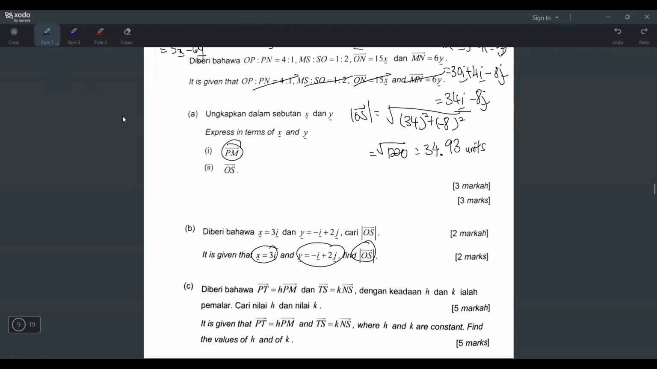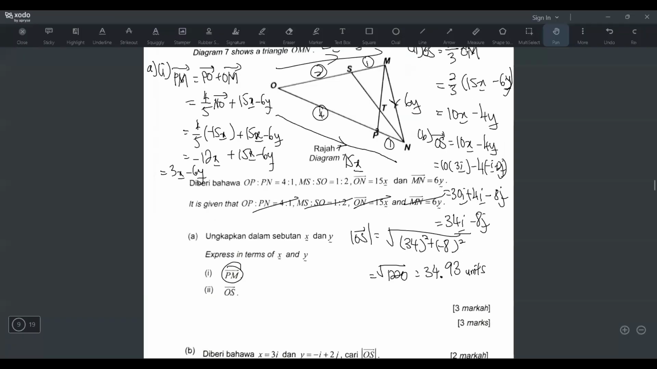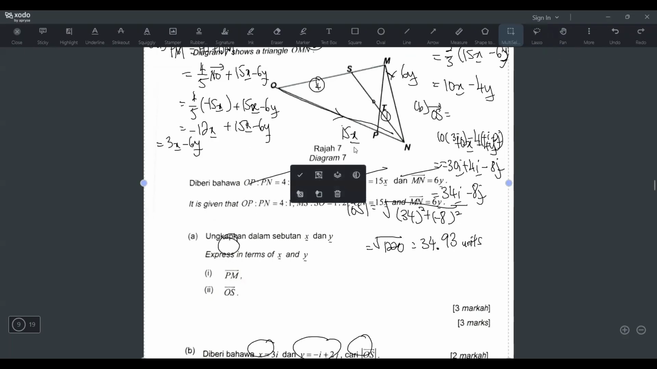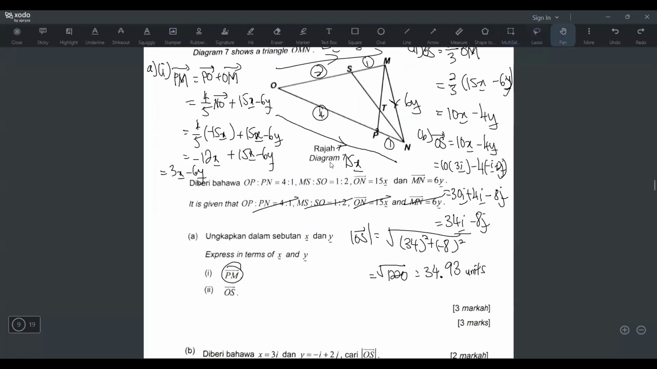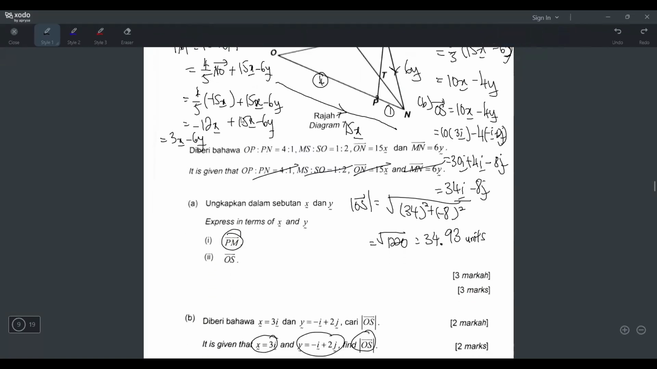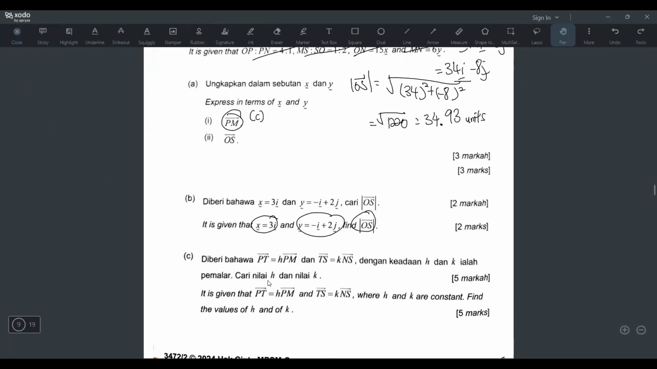Okay, for part C, I need space. So the C, I'll just do it down here. All right, so let's read the question. So for C, they say it is given that PT is hPM. Okay, you cannot label this information, by the way, because they never give us the value of h.